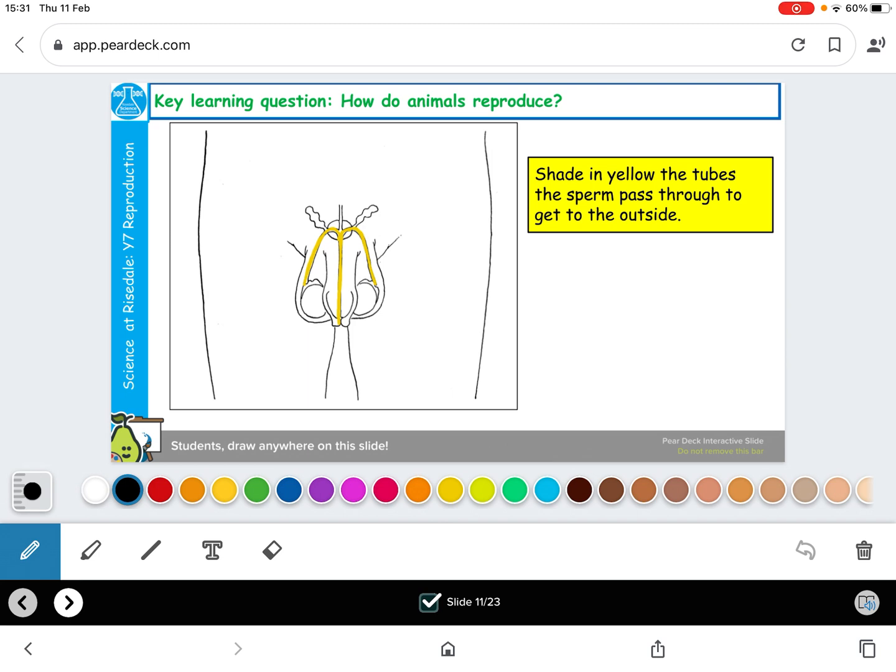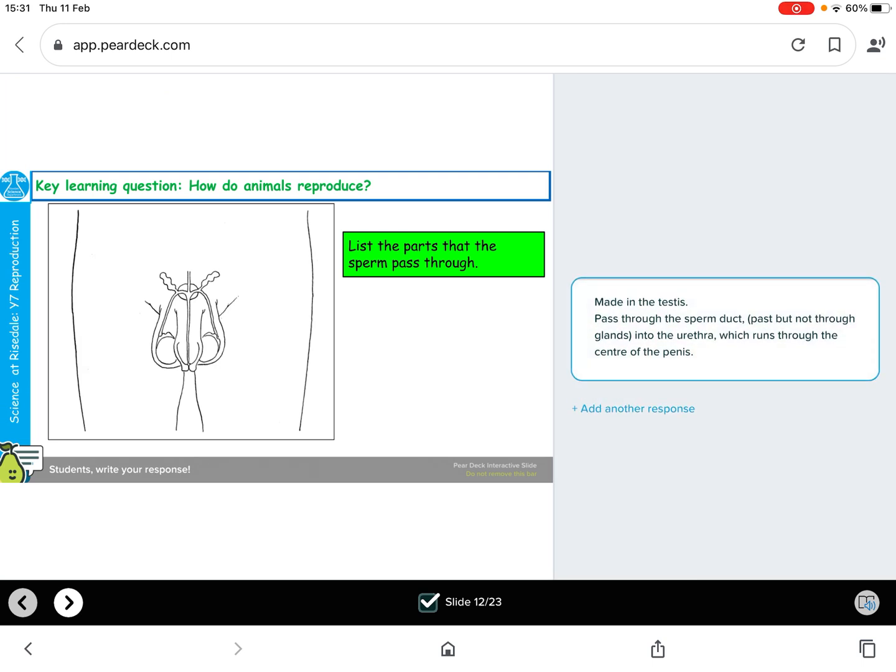Colour in yellow the tubes the sperm pass through. They leave the testes in the sperm duct and then they move into the urethra. The sperm starts in the testes, passes through the sperm duct, past the glands, into the urethra, in the penis.